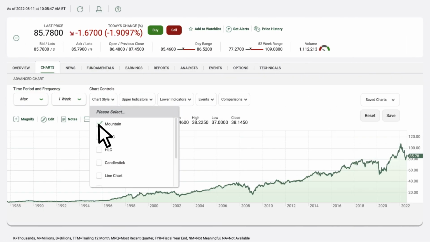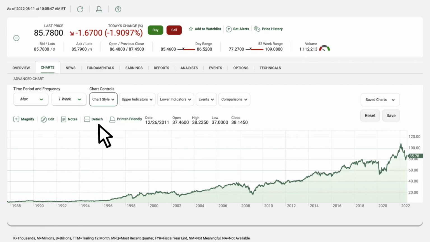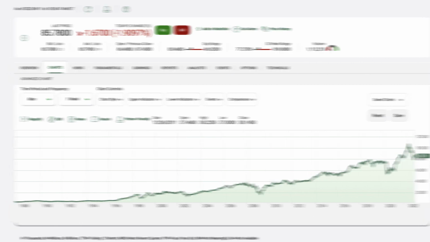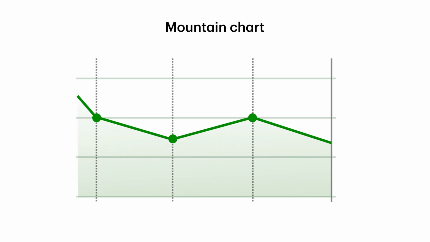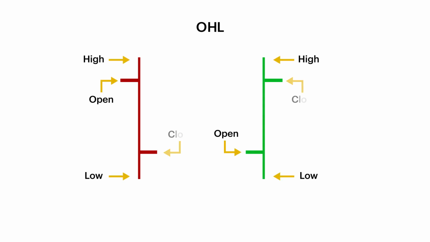The mountain chart is very similar to the line chart and has the same pros and cons. The only difference is the shaded area below the line, which makes the price action look like a mountain with peaks and dips. The OHLC chart brings us to more advanced territory. Unlike line and mountain charts, it gives us information about 4 data points instead of 1 for each day: the price of the stock's open, high, low, and close, which is how the chart got its name.